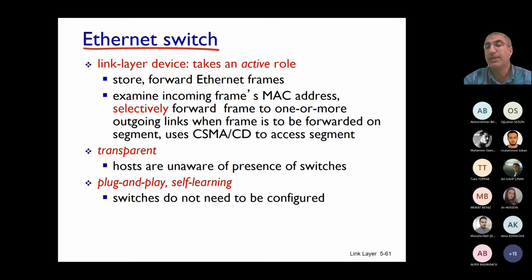In this case, we use CSMA/CD as a multiple access protocol. And it's transparent, so the hosts are unaware of the presence of switches. They don't see if there's a switch in between during the transmission. And the Ethernet switch has a plug and play feature, and it learns these interfaces by using the self-learning method. So with switches, you don't have to configure them. You just put it there and it starts to learn by itself.